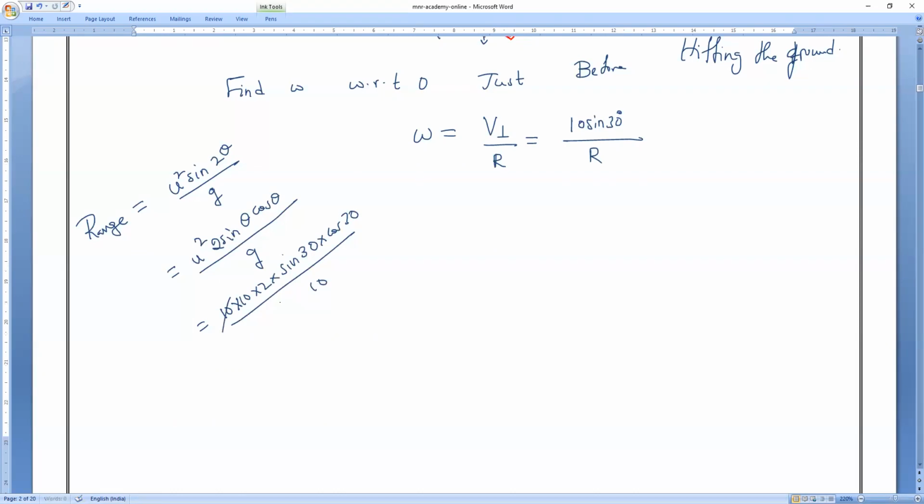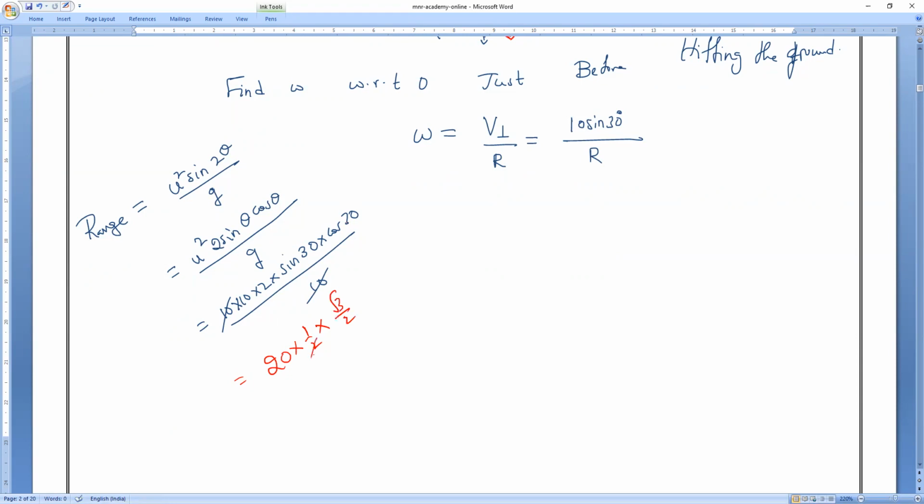So 10 and 10 will get cancelled. What else is remaining? Everybody. 10 2s are 20 into sine 30 value, 1 by 2. Okay. Root 3 by 2, cos 30 value, root 3 by 2.